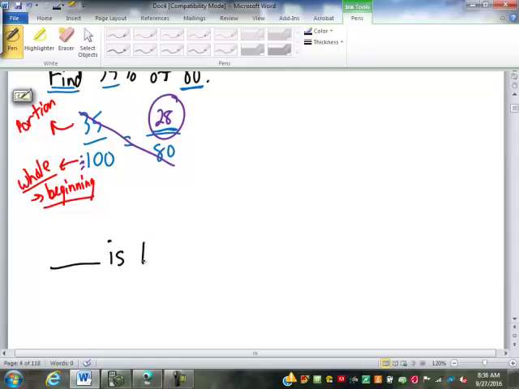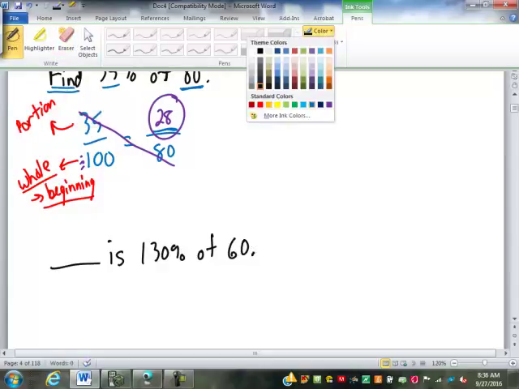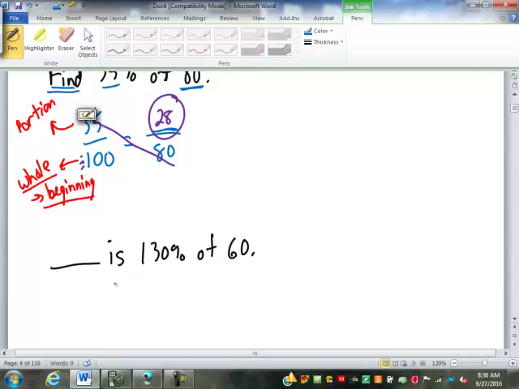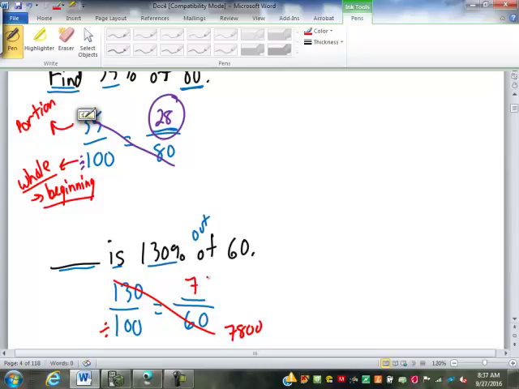So what if I have blank is 130% of 60. Oops, I wrote 30 of 60. So again, this looks a little bit different, but we have the percent. 130% is 130 out of 100. On the other side, we have the 60 and we have the blank. Which one matches up with the 130? Blank is 130%, right? So the missing number, the blank, matches up with the 130. Again, it's of 60, so we can read it as out of 60. So 60 will go down here. So 130 times 60, 7,800, divided by 100 is 78. So 78 is 130% of 60.